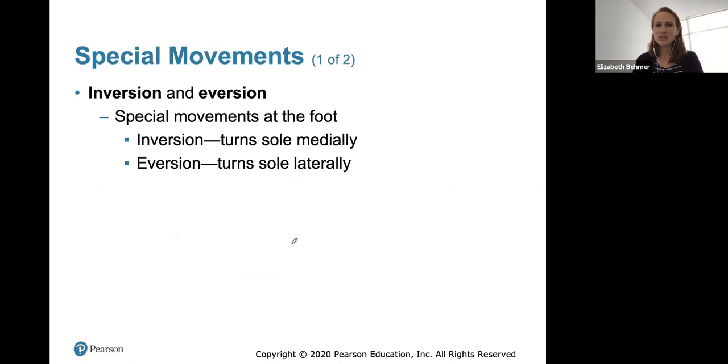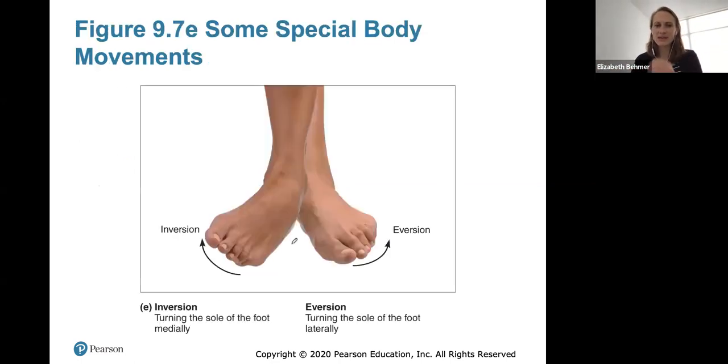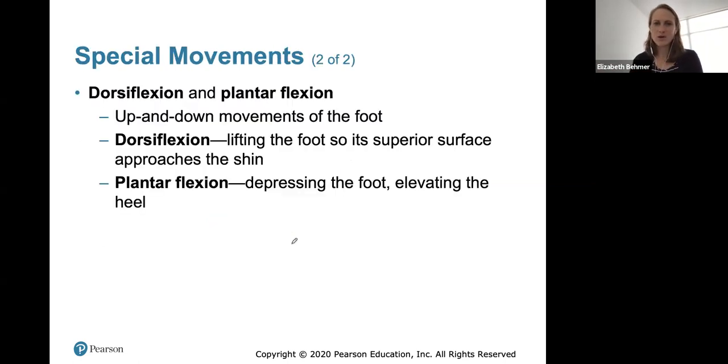Inversion and eversion. Inversion, turning your soles medially. Eversion, turning them laterally. Looking at a picture showing those examples. And then dorsi and plantar flexion. Dorsiflexion is lifting the toes so the superior surface approaches the shin, and plantar flexion is depressing the foot and elevating the heel.